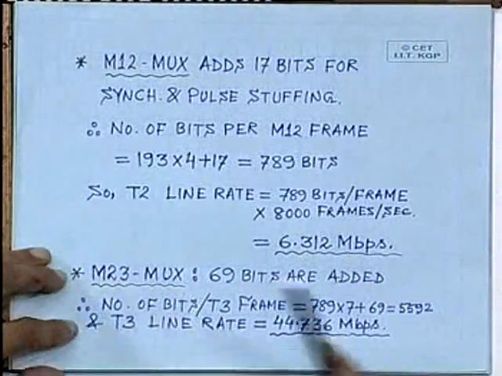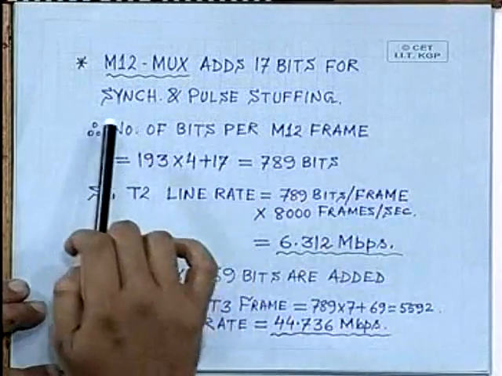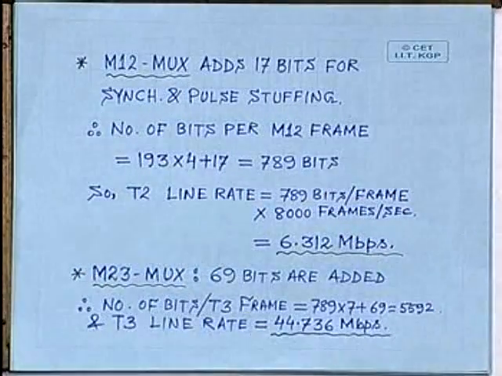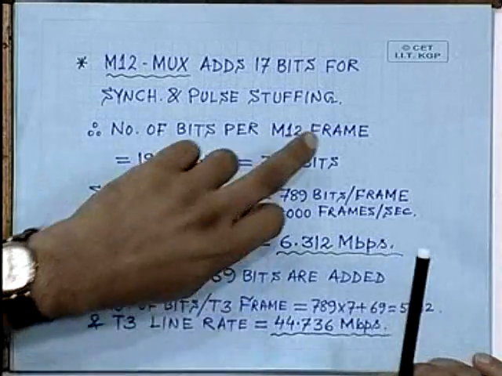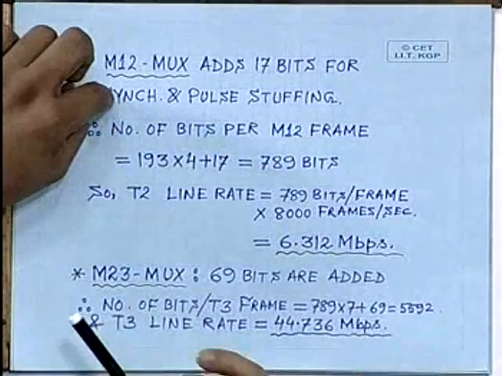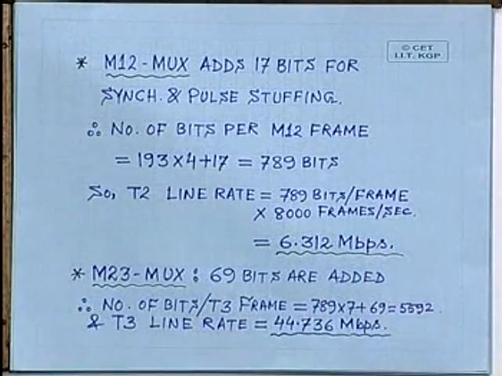How much is that? We can see that at this level 17 bits are added for synchronization and pulse stuffing. A provision of 17 bits is used for pulse stuffing plus synchronization. So there is one level of synchronization at each frame. There is another level of synchronization at each level of multiplexing. And the additional feature that will come in is this pulse stuffing.